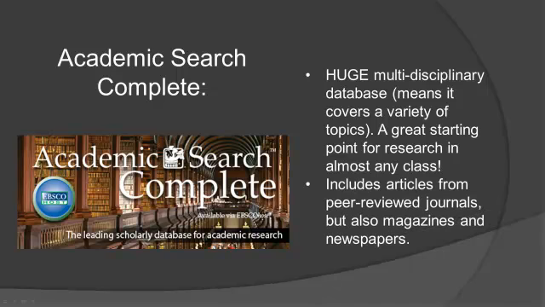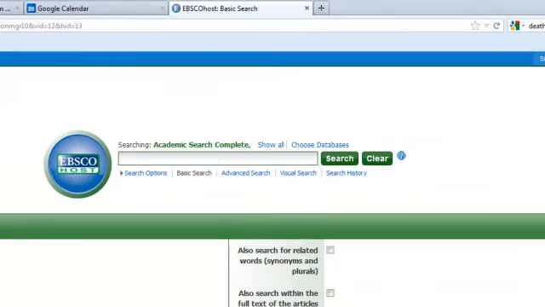One thing to remember, though, it includes articles from peer-reviewed journals, but it also includes articles from magazines and newspapers as well, so you'll want to choose your articles carefully. Let's take a look. Here we are at the home page of Academic Search Complete.